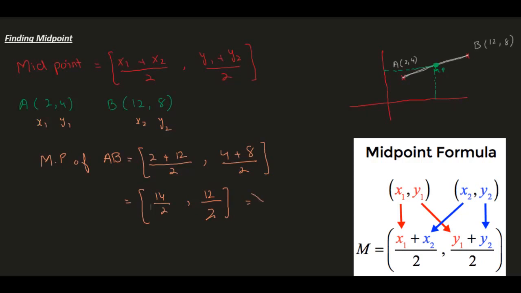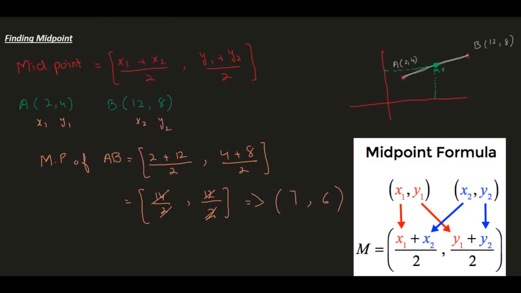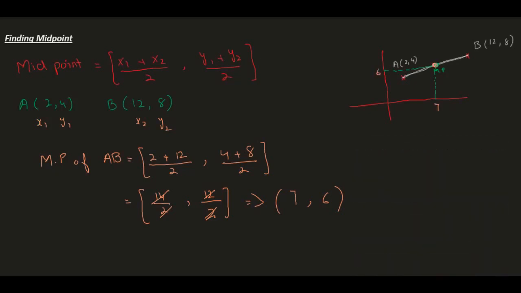Okay, so I'm going to simplify it. This cancels out and gives me 7, and this cancels out and gives me 6. So the coordinates for the midpoint of these 2 points are 7 and 6. That's it.